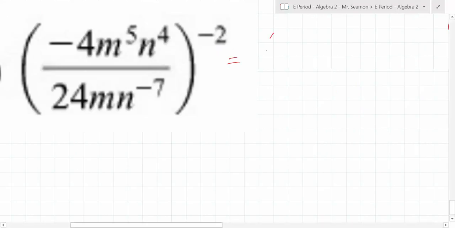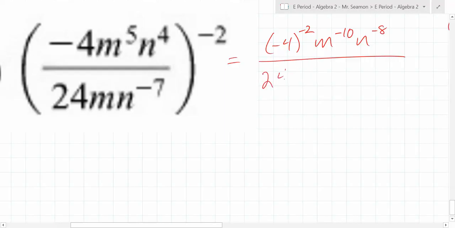Distribute it. So it's negative 4 to the negative 2, m to the, n to the negative 8, all over 24 to the negative 2, m to the and n to the. So here's the thing. You look at the 14. Thank you. That's important. Yes. There's a common mistake: forgetting the negative.